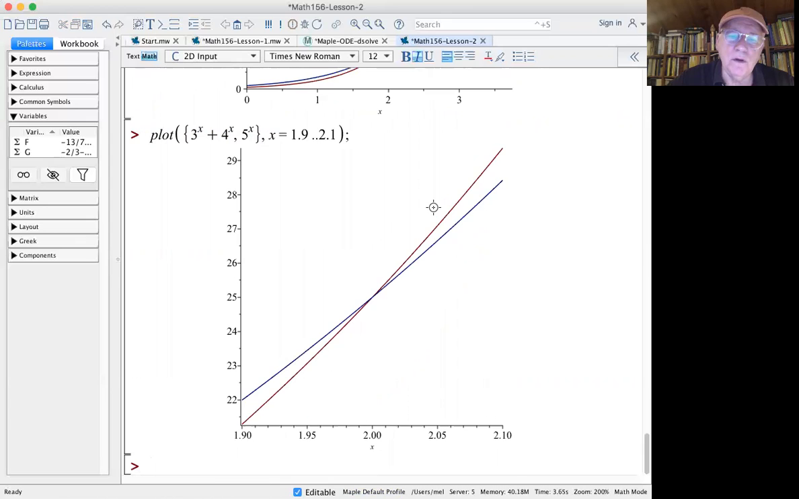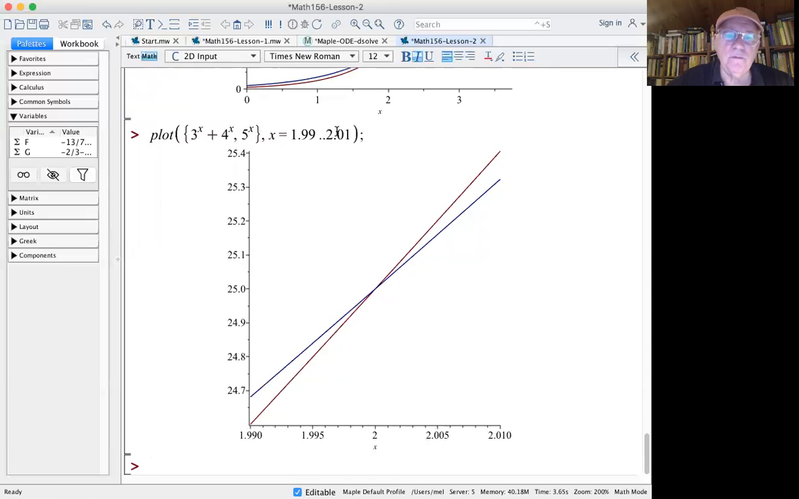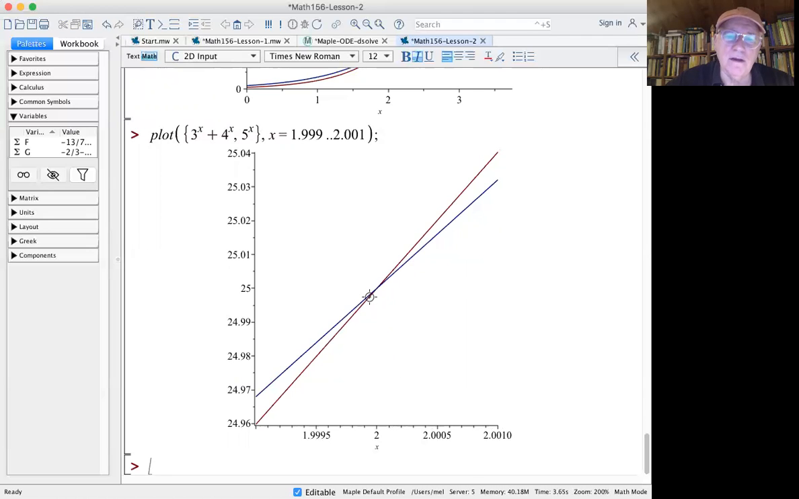So one of these curves is 3 to the x plus 4 to the x. The other is 5 to the x. I'll graph from 1.99 to 2.01. Yeah, I get 1.999 and 2.001. It looks like these two curves cross at x equal 2.